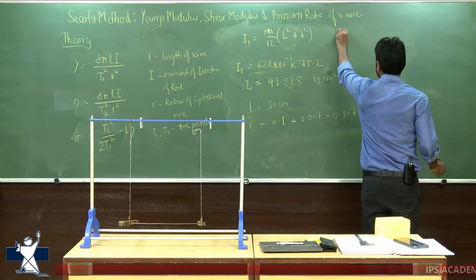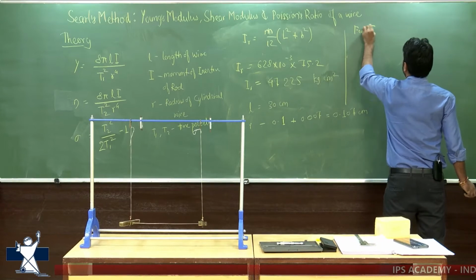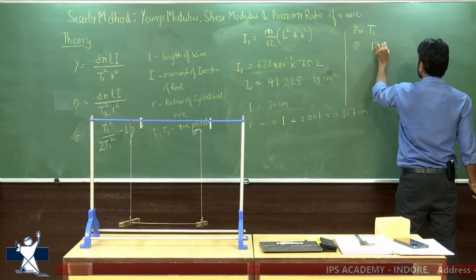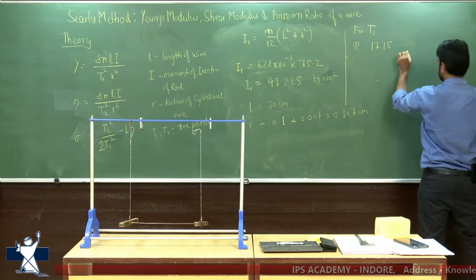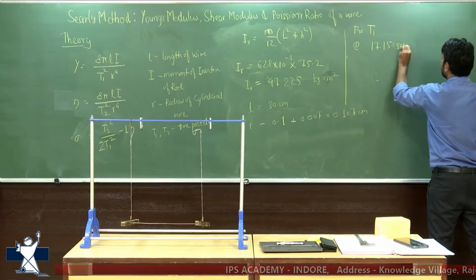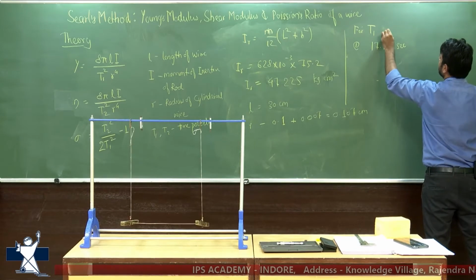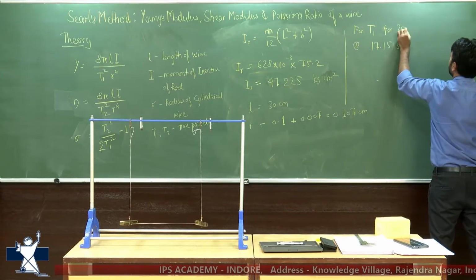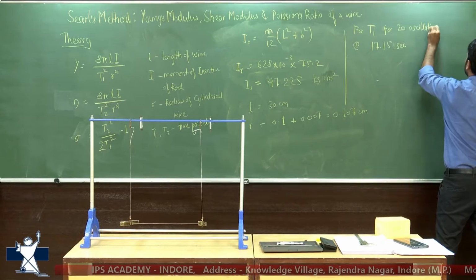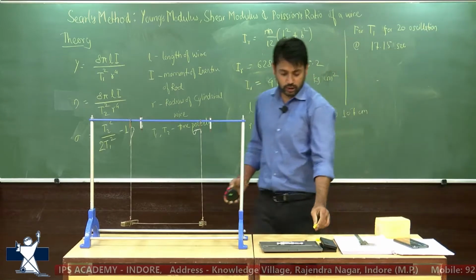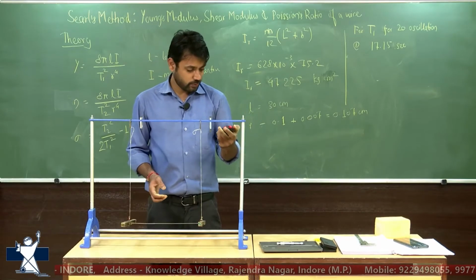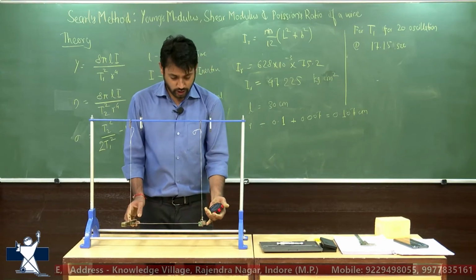So for the T1 first measurement we get 17.15 seconds for 20 oscillations. Okay, so let's repeat this once more. I'm going to reset my watch and start it with the oscillations.